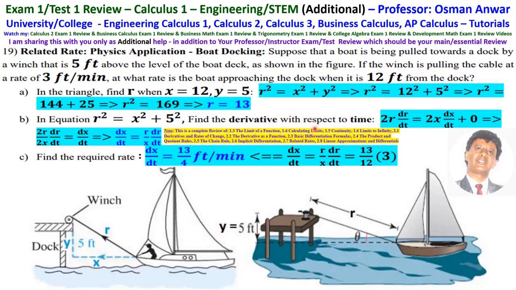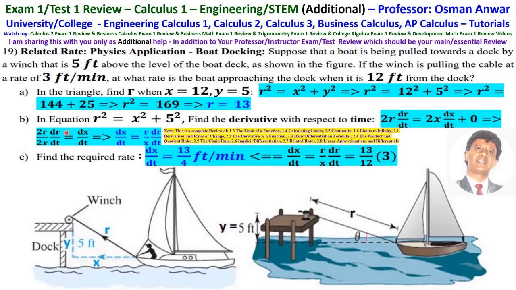So then the derivative of r squared is 2r dr by dt, equals the derivative of x squared, which is 2x dx by dt. The derivative of 5 squared is 0. Then this is 2r over 2x dr by dt is equal to dx by dt. The 2 cancels 2, so dx by dt is r over x dr by dt.